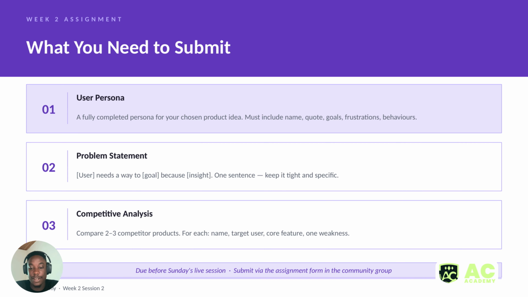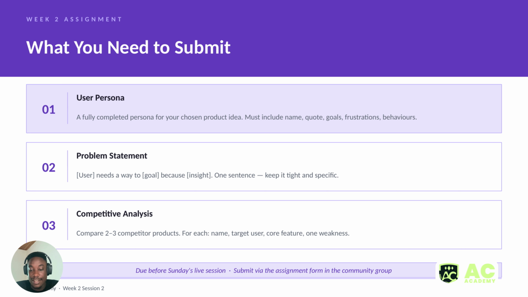You need to submit 3 things. One, a user persona for your product idea, fully filled out with name, quote, goals, frustrations, and behaviors. Two, a problem statement using this format: the user needs a way to, then the goal, because the insight. So 1 sentence, keep it tight and specific.